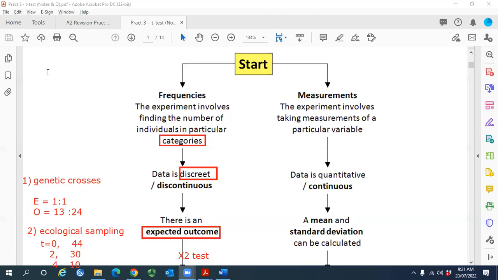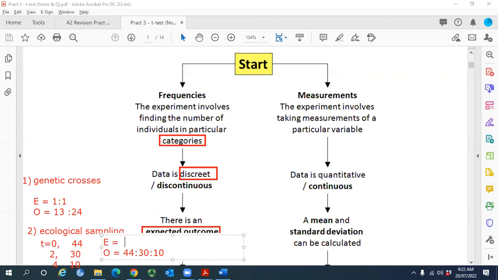So my question here is, for this chi-square test, what is my expected ratio? Because I already got my observed ratio, which is 44 to 30 to 10, correct? My observed ratio is 44, 30, and 10. So can you tell me what is the expected ratio that I should put for this chi-square test? So my assumption is it will be usually for ecological sampling.